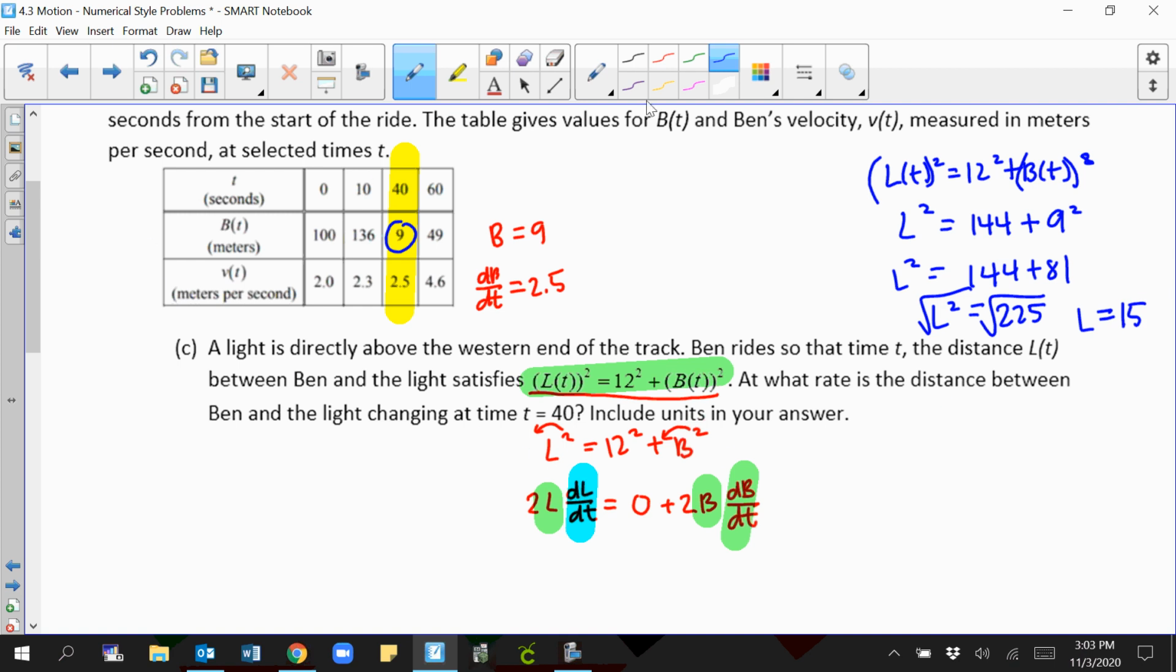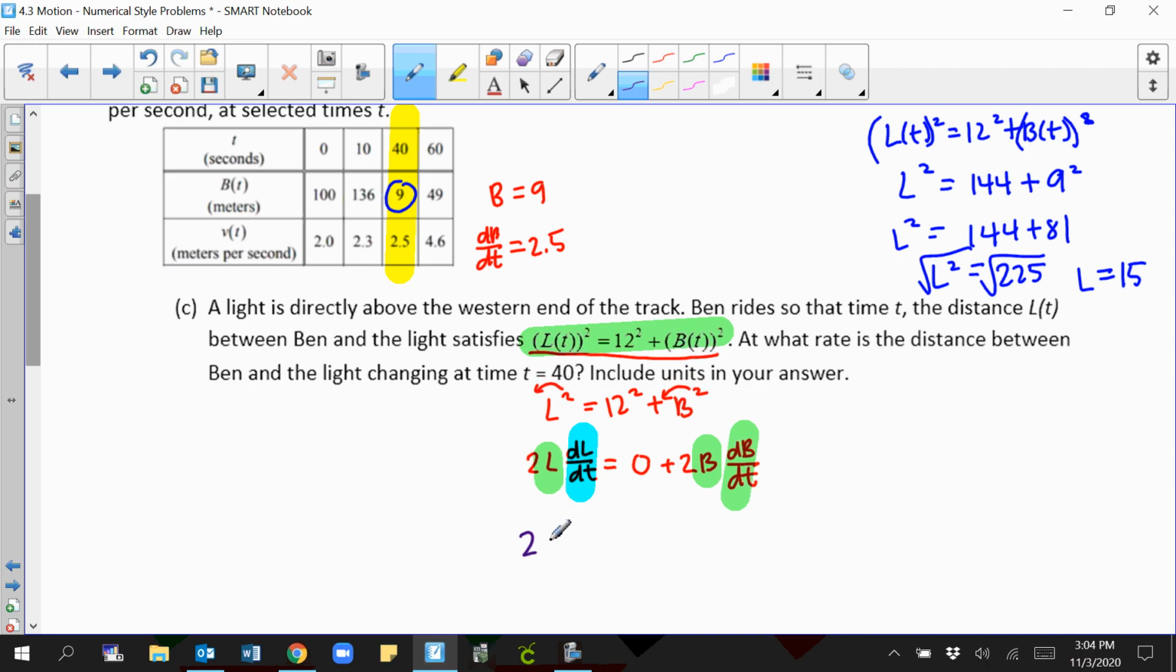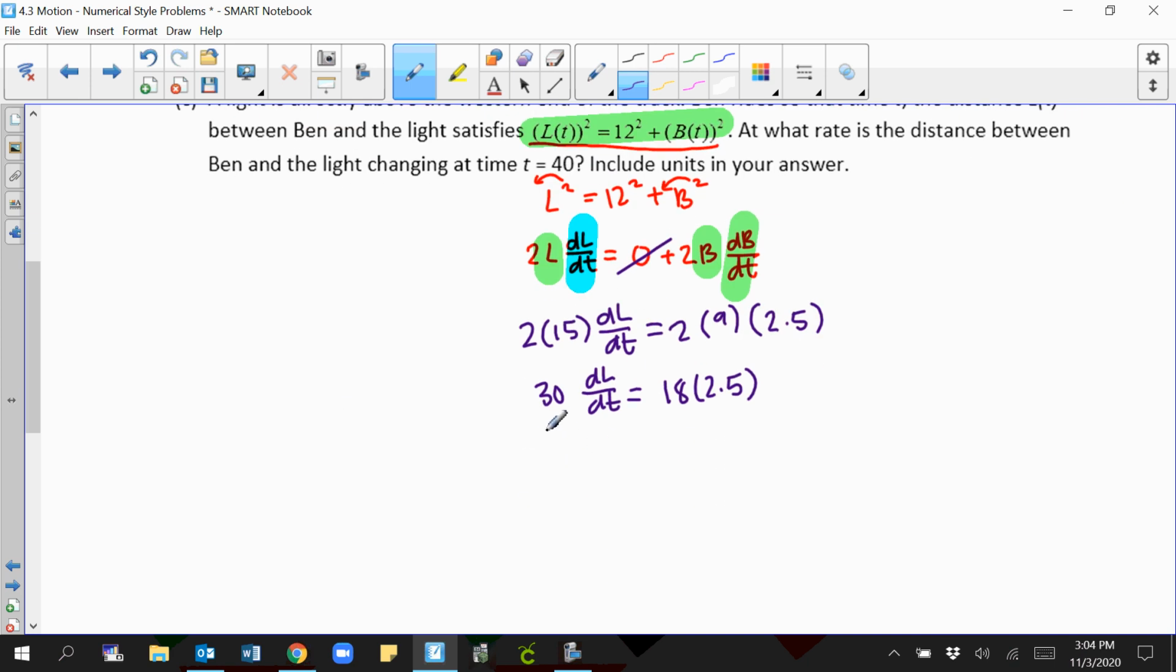So now I've got a 15 that I can plug in here. So let's plug in all of those values. So 2 times 15 dL/dt is equal to, I don't need that 0, so I'm going to say 2 times my B, which is 9, times my dB/dt, which is 2.5. So I'm going to have 30 dL/dt is equal to, well, 2 times 9 is 18 times 2.5. And then all I have to do is divide both sides by 30. So dL/dt is equal to 18 times 2.5 divided by 30. So 18 times 2.5 is going to give us 45 over 30.